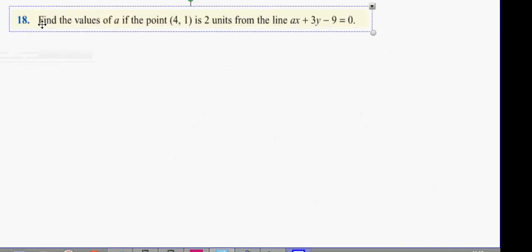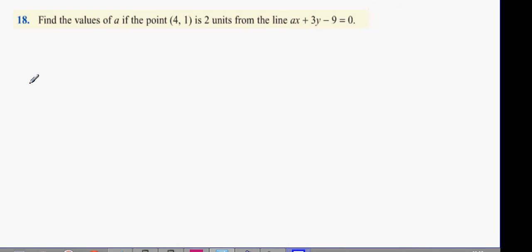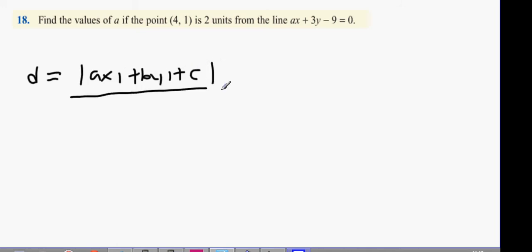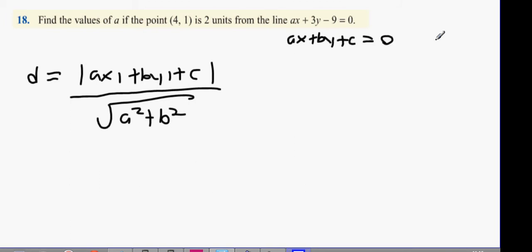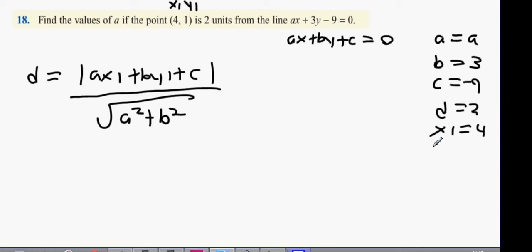Okay, find the value of a if the point (4, 1) is 2 units from the line ax plus 3y minus 9 equals 0. Once again, D equals ax1 plus by1 plus c, and then all over the square root of a squared plus b squared. You compare this line here to the line ax plus by plus c equals 0: a equals a, b equals 3, c equals minus 9. This is x1, y1. D equals 2, x1 equals 4, y1 equals 1.